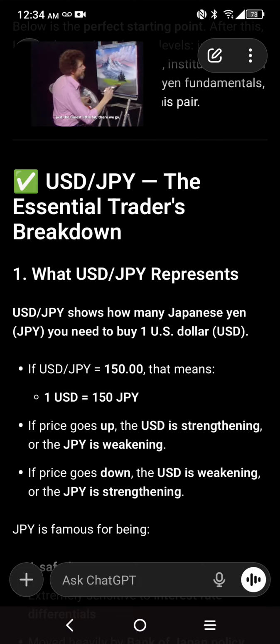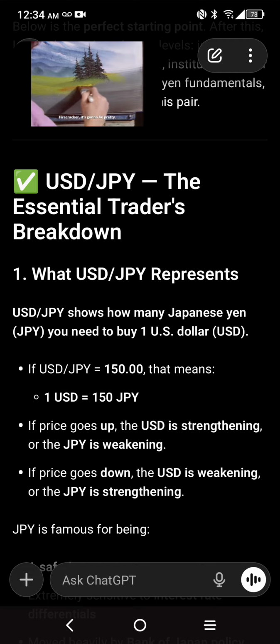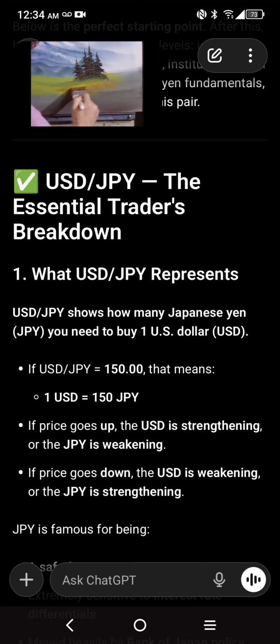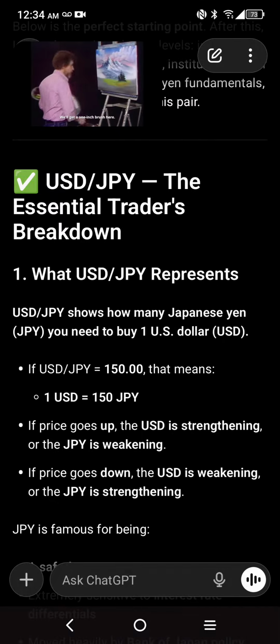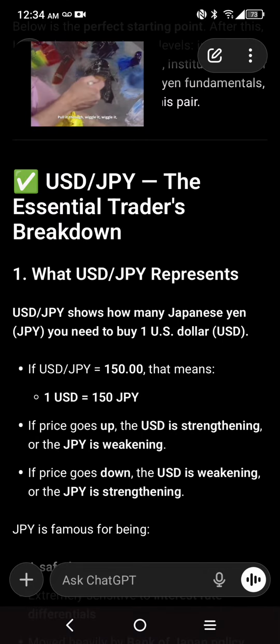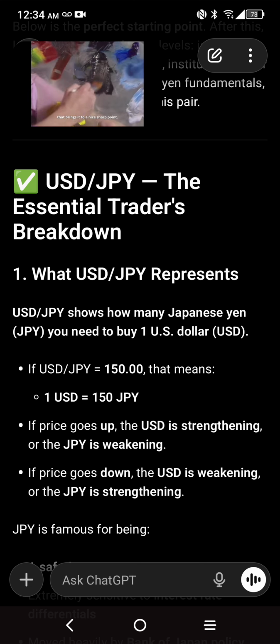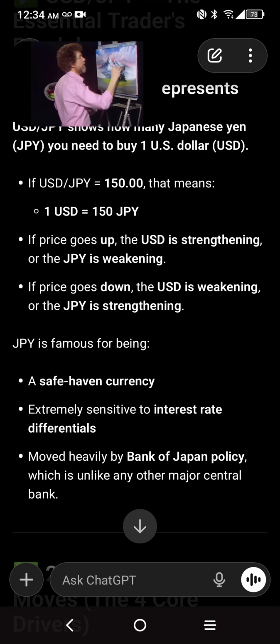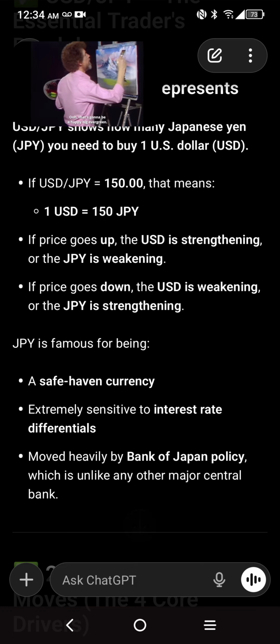When it says if price goes up, if you're looking at any kind of chart, a line chart, a bar chart, an X and O chart, or a Japanese candlestick chart, which I primarily use, if the price is going up, the US dollar is strengthening versus the Japanese yen, or if it's going down, the yen is actually strengthening versus the US dollar, which it says in the third bullet point under answer 1.